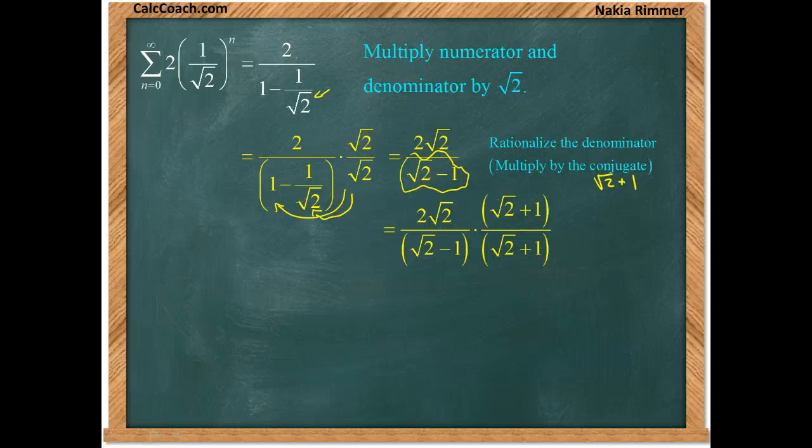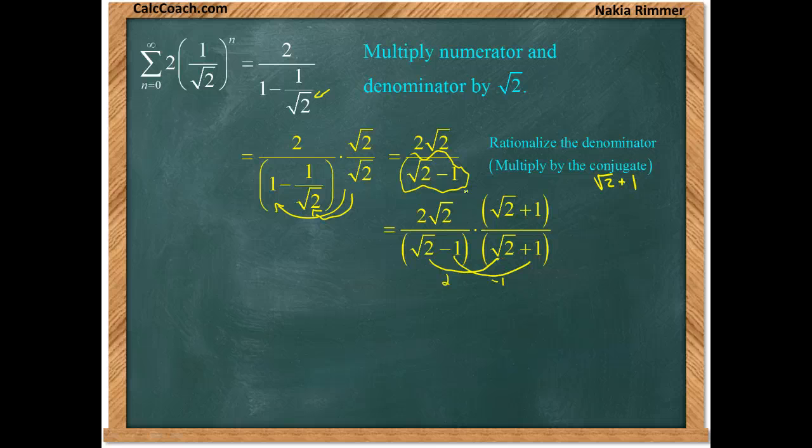You say, well, how's that going to work? When we FOIL this out, root 2 times root 2 is a 2. The middle terms are meant to cancel out. It's like a minus b times a plus b. They cancel, and then we get the last term, minus 1 times 1, and we get a negative 1. So it turns out to be a nice, simple denominator of 1.